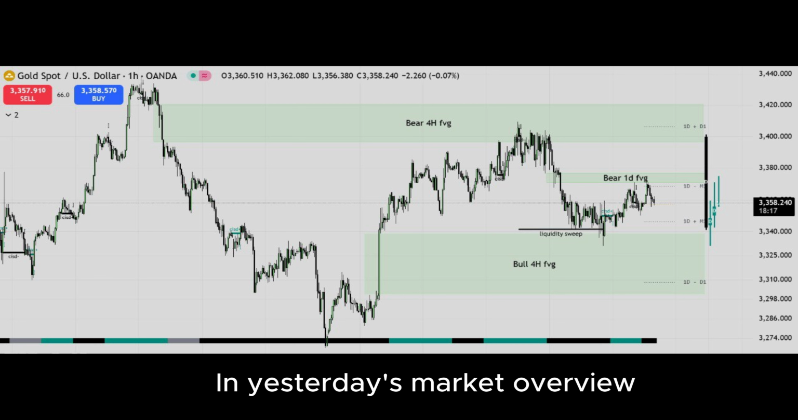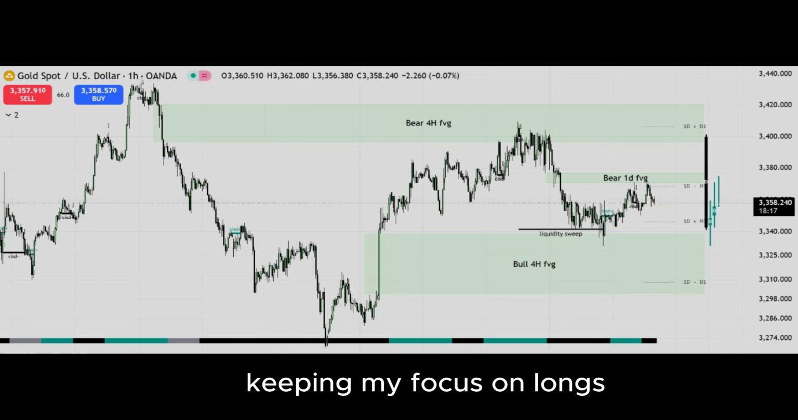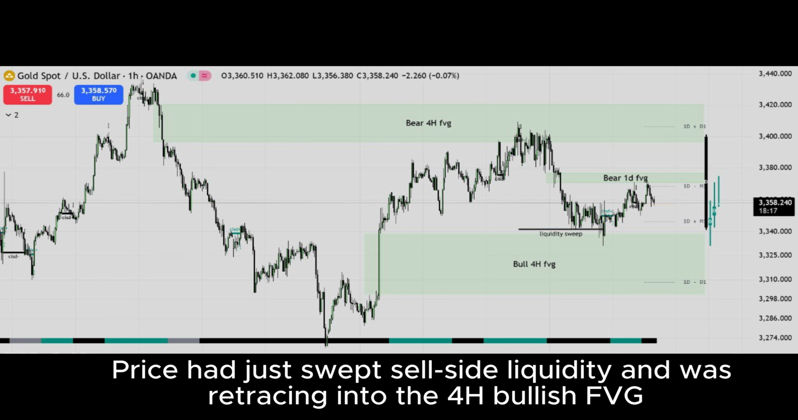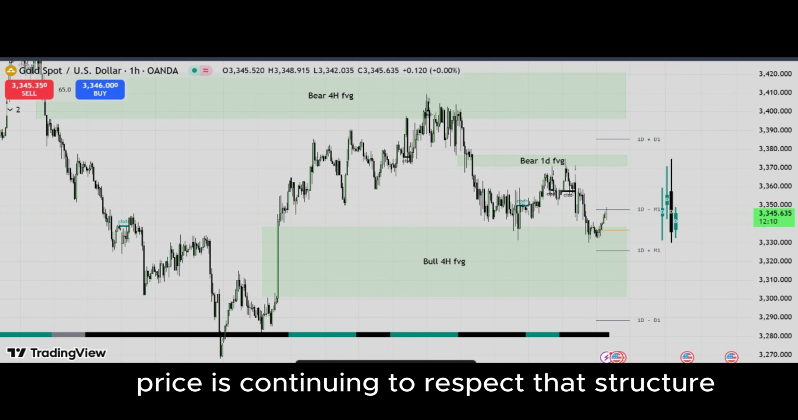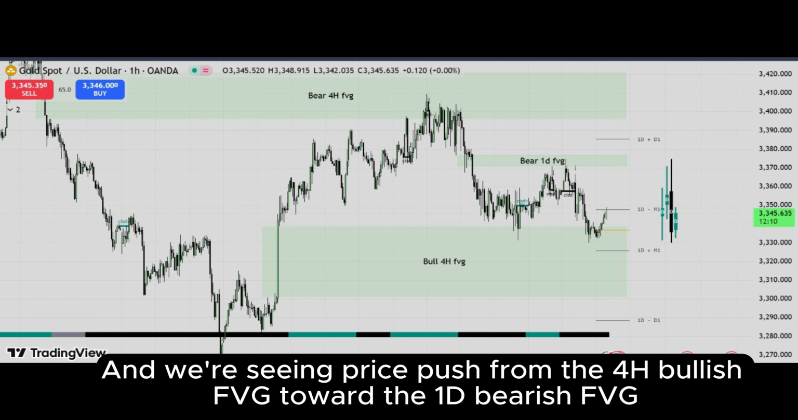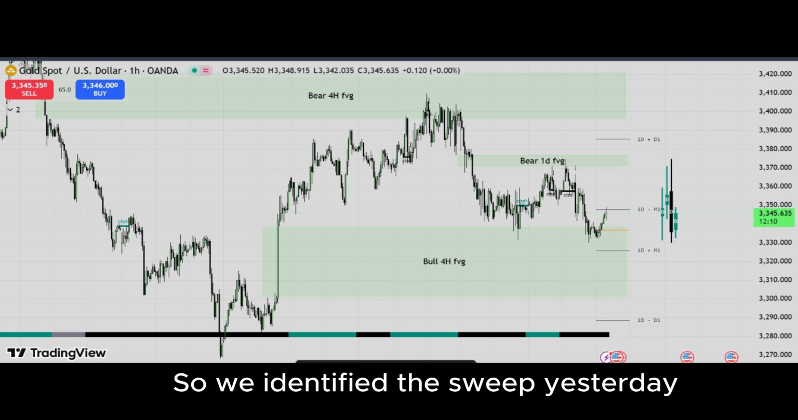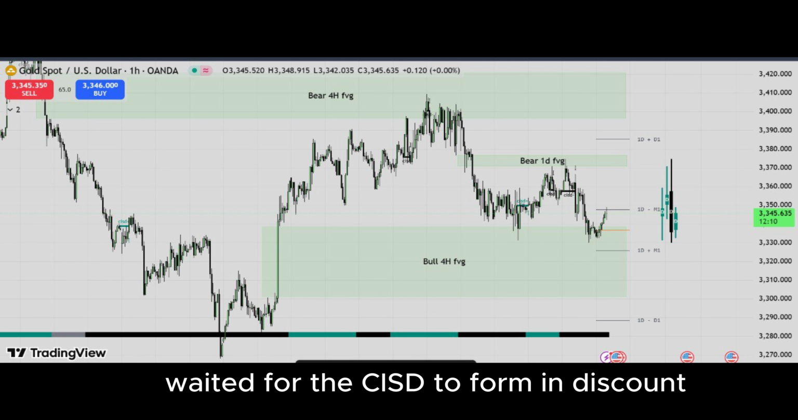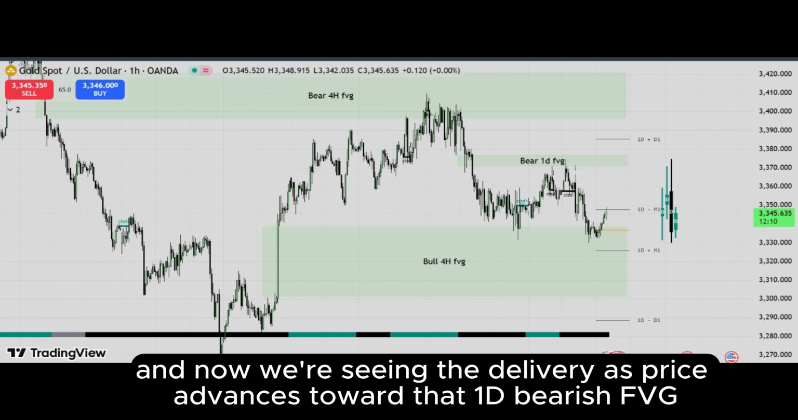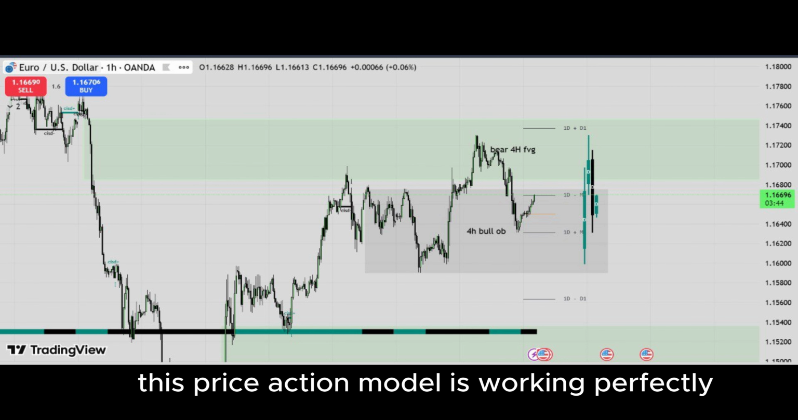In yesterday's market overview, I marked up XAUUSD on the 1H chart printing a CISD and discount, keeping my focus on longs. Price had just swept sell-side liquidity and was retracing into the 4H bullish FVG. Fast forward to now, price is continuing to respect that structure, the sweep is holding. The bullish CISD remains intact, and we're seeing price push from the 4H bullish FVG toward the 1D bearish FVG in line with the higher timeframe bias. So we identified the sweep yesterday, waited for the CISD to form and discount, and now we're seeing the delivery as price advances toward that 1D bearish FVG. So regardless of the asset, this price action model is working perfectly.